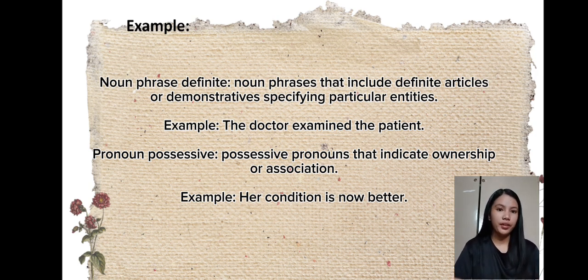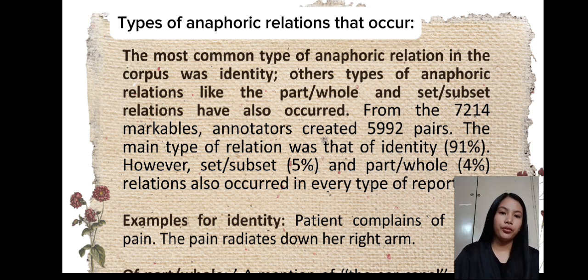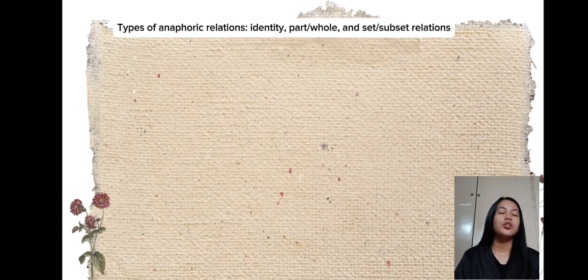and parsing more difficult. So now let's discuss the answer to the third objective of the study, which is the types of anaphoric relations that occur in the corpus. So based on the results, the most common type of anaphoric relation in the corpus was identity, and other types of anaphoric relations such as part, whole, and subset have also occurred. So let's have an example for the identity relations. But before that, let's discuss what is identity relations.